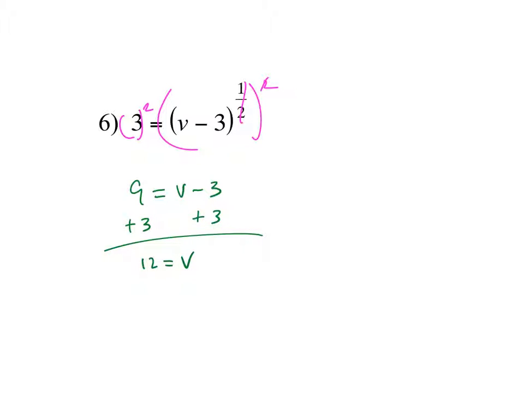Let's check the solution. So that means that 3 equals 12 minus 3 to the 1/2. So 3 equals 9 to the 1/2. Remember that again, that 1/2 is the square root. So that means that the square root of 9 is 3. So that means that 12 is my solution.